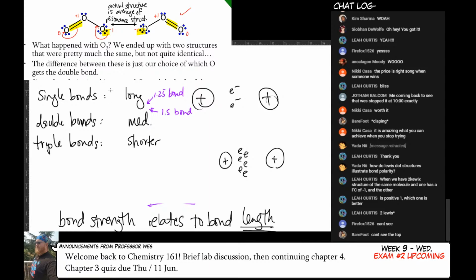And just in case we wanted to categorize what the strengths are, we're going to talk about bond strength in 162. Single bonds are weaker than double bonds, which are weaker than triple bonds. Triple bonds are really strong. And the reason for that is because there's just much more attraction between more electrons and closer nuclei due to Coulomb's law.